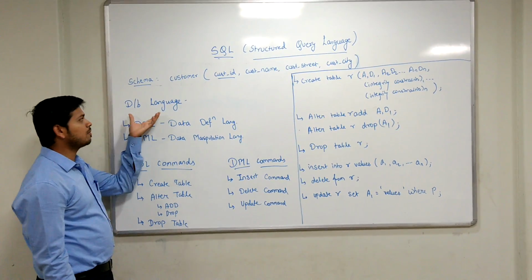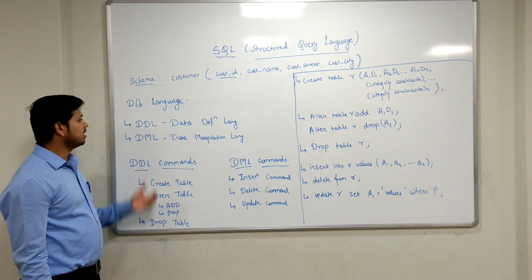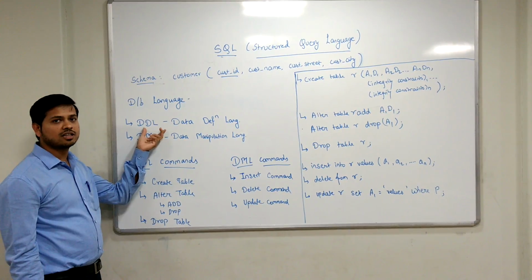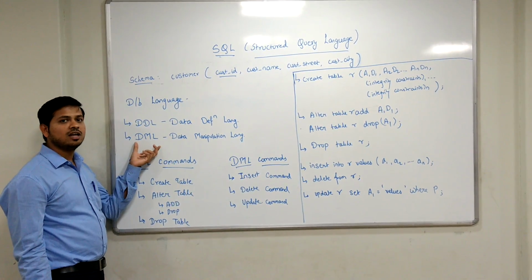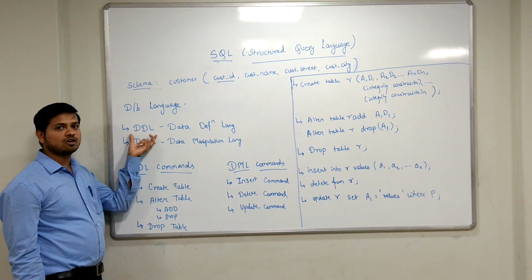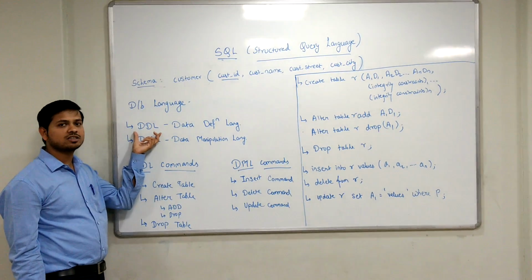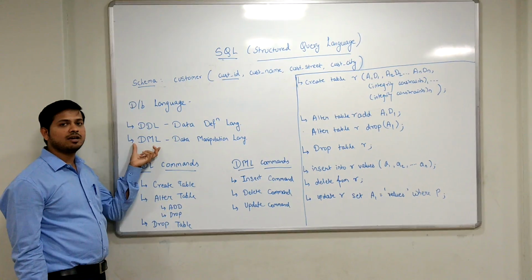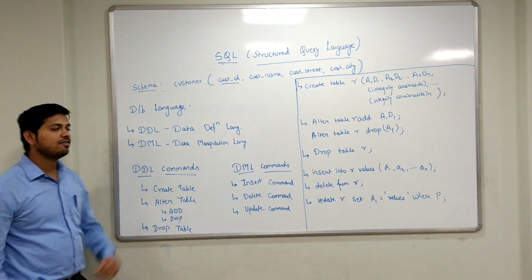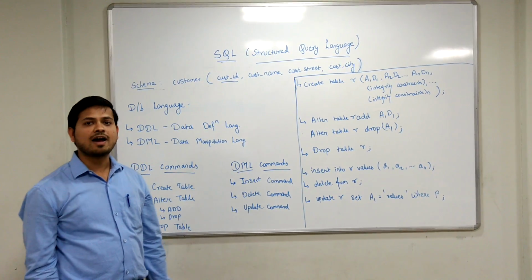Now first of all, let's talk about the database languages. There are 2 languages. The first one is data definition language and the second is data manipulation language. The short form of data definition language is DDL, and DML is the short form of data manipulation language. Now, data definition language is used for defining the database.